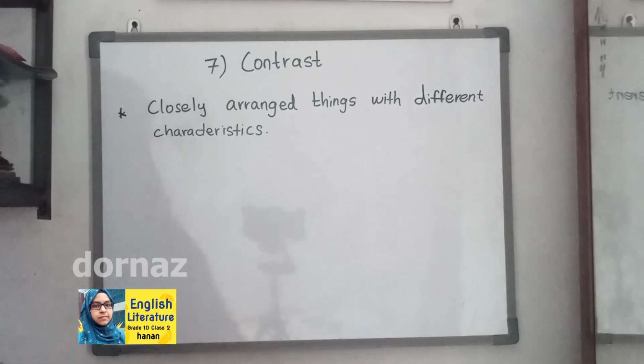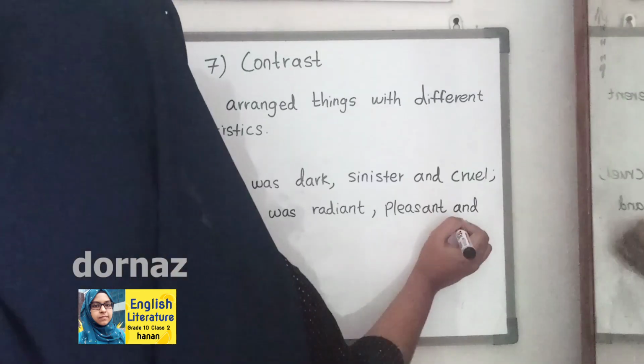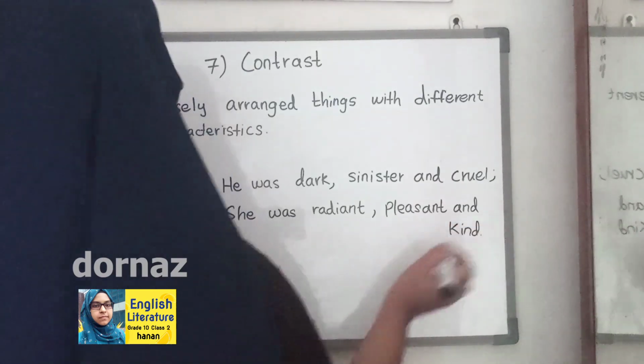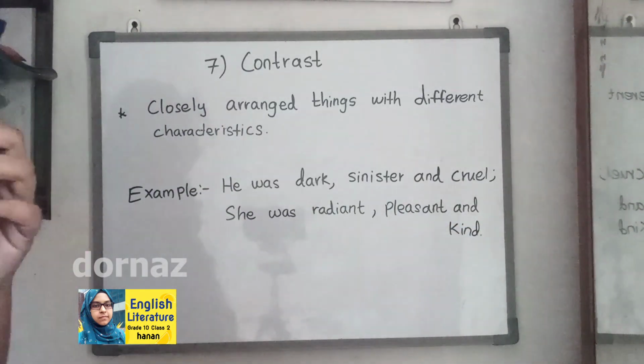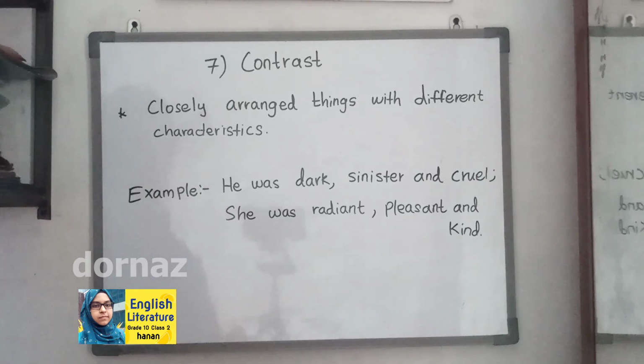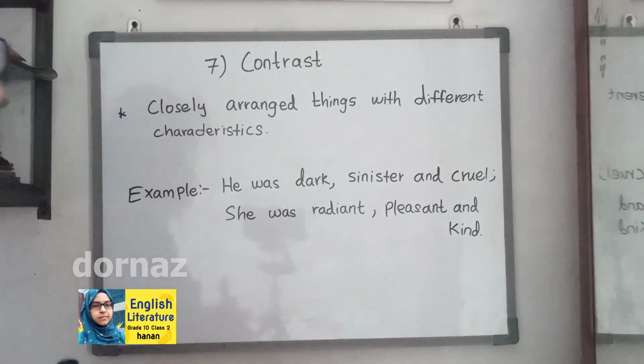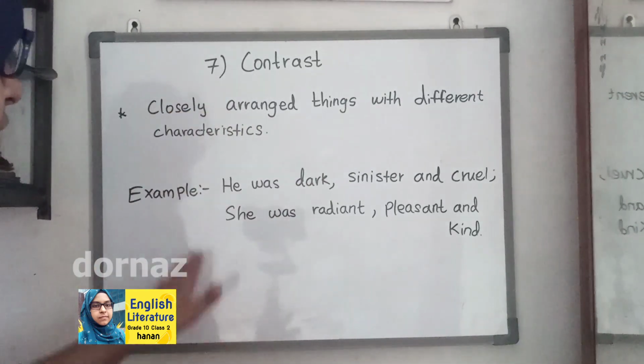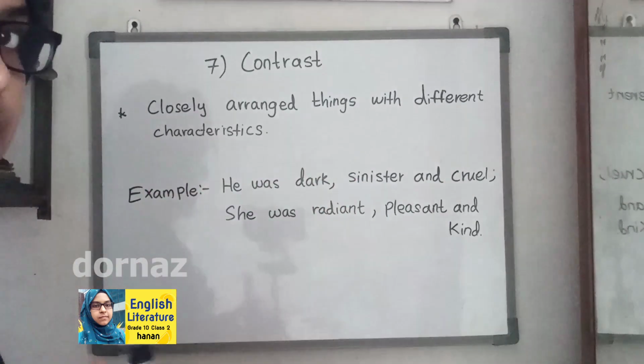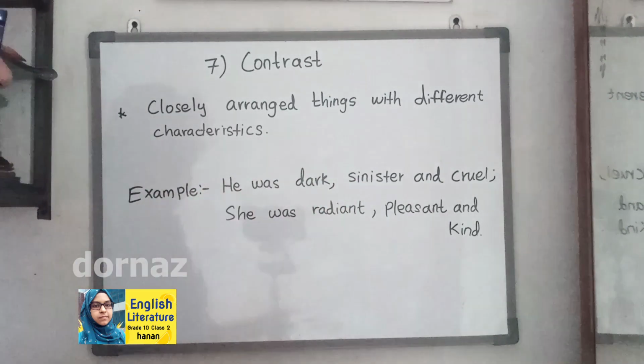Let's take an example. Go through this example, you can identify contrast in this line. He was dark, sinister, and cruel. These two lines are all together, which means closely arranged. These two lines are closely arranged. He was dark, sinister, and cruel. She was radiant, pleasant, and kind.